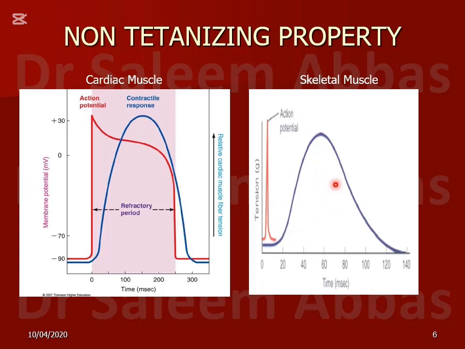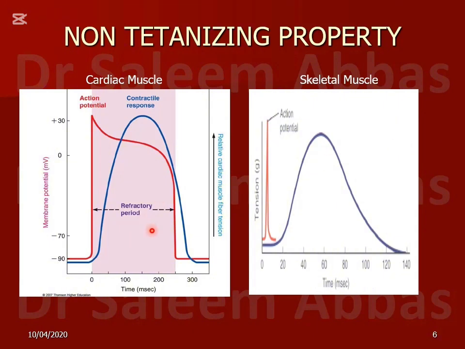But here in the skeletal muscle fibers, you can see that the action potential duration is so small and the refractory period is so small that when the skeletal muscle fibers start contracting, the action potential is already over. So if you give another stimulus, another action potential, that will result in another twitch, and multiple twitches can occur, and those multiple twitches can summate. So tetanization is possible in the skeletal muscle fibers. If the skeletal muscle fibers can be tetanized, obviously they can also get fatigued.